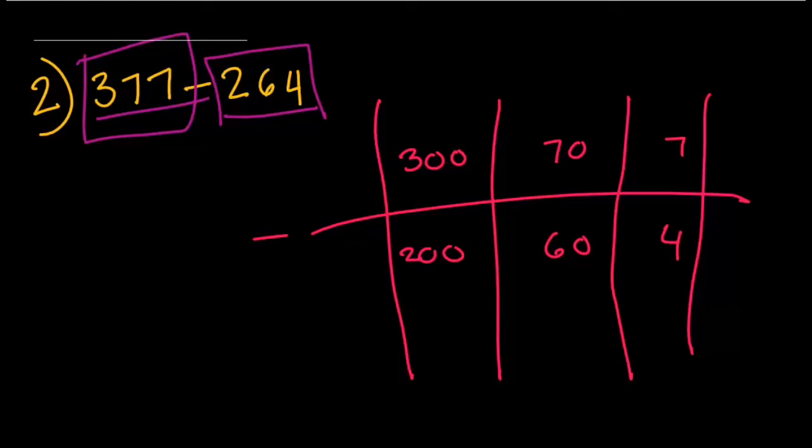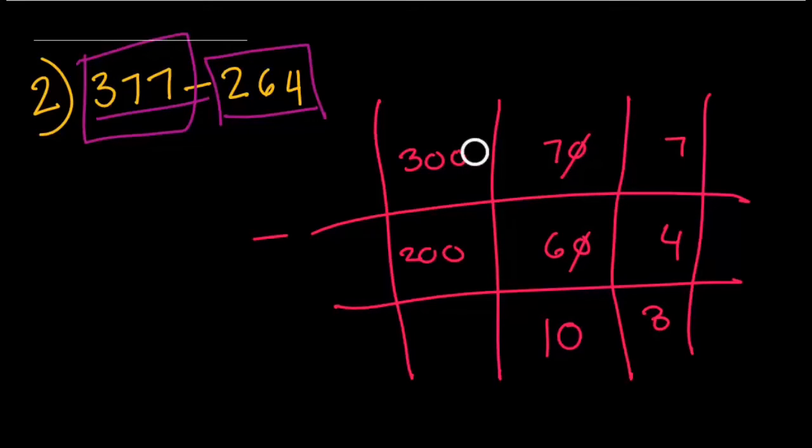Okay, now we do 7 minus 4. 7 minus 4 is 3. Now 70 minus 60. And an easier way to do that is cross off the zeros. Actually, 7 minus 6 is equal to 1. But remember the 0 that we crossed off earlier. We're going to have to add it back in right over here next to the 1. So 10. Now, 300 minus 200.